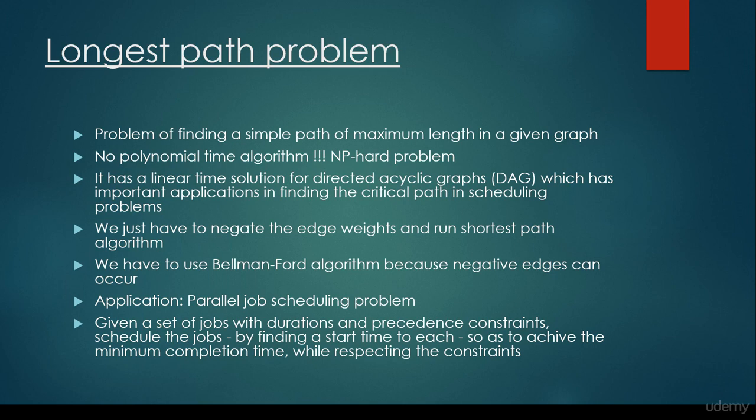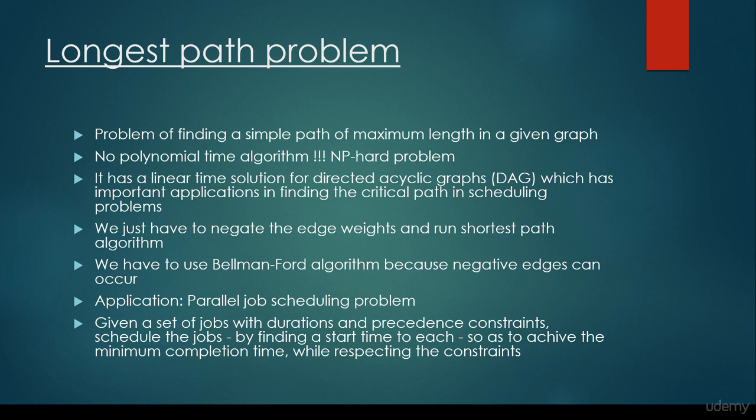We have an edge, for example, with edge weight 10. If we negate it, it's going to be minus 10. So the edge weights will be negative, so we are not able to use Dijkstra algorithm. We have to use Bellman-Ford algorithm instead. And this is how we find the longest path. And the applications are parallel job scheduling problems.